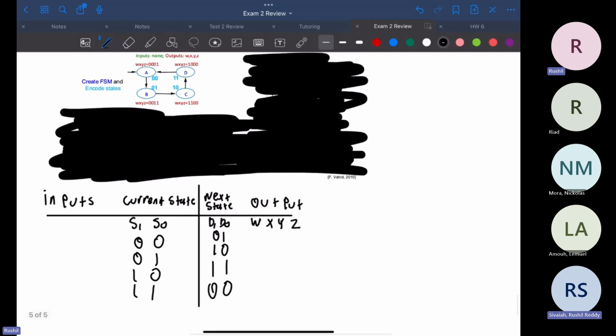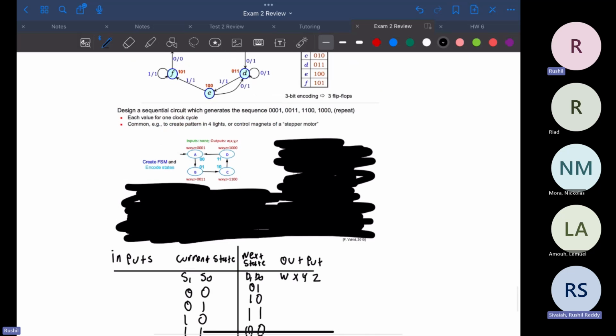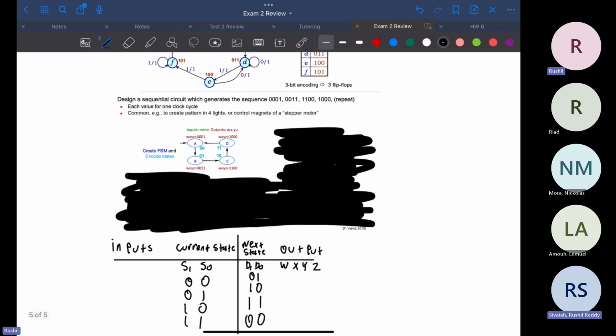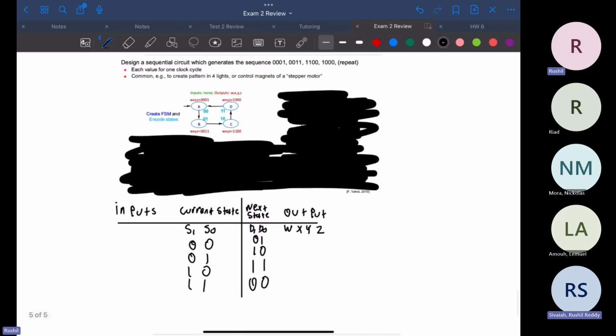So W, X, Y, and Z. Will our outputs be dependent on our current state or our next state? It's current state, because our next state depends on whether we get a clock or not. If we don't have a clock, then our outputs are going to be whatever our current state is. So the answer is current state. It's going to be equal to our current state, whatever the value is.